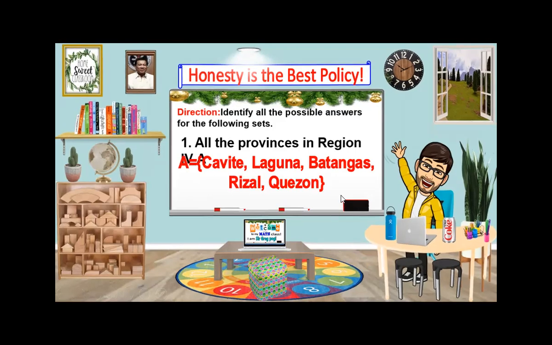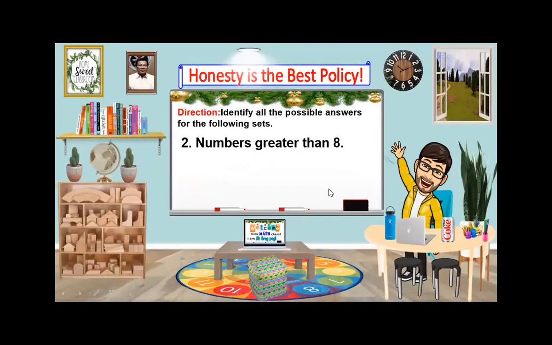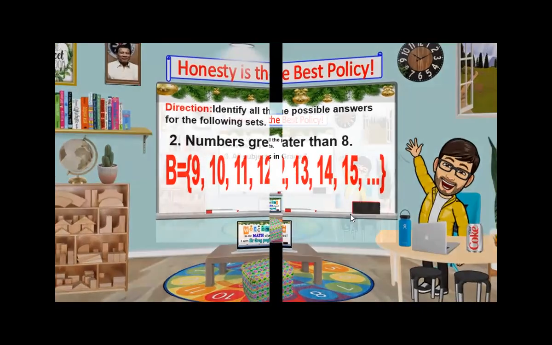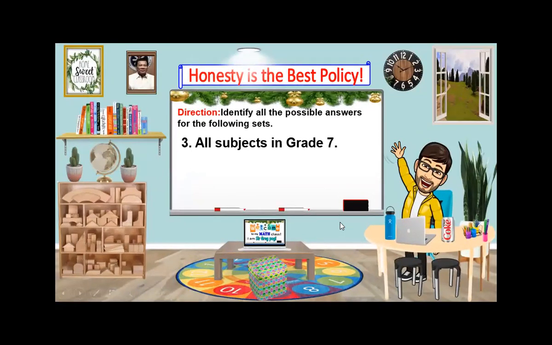Number two, numbers greater than 8. Set B equals numbers greater than 8. Pwede rin set B equals 9, 10, 11, 12, 13, 14, 15, and so on. Or pwede rin basahin na set B are numbers greater than 8. Bakit po ba may tatlong dot sa dulo? Para malaman ninyo na it is continuous, ibig sabihin, pataas.